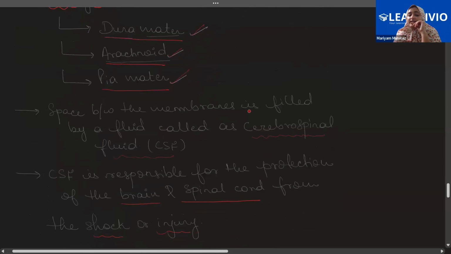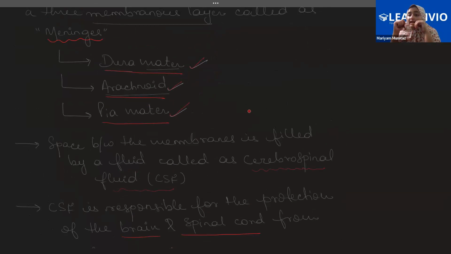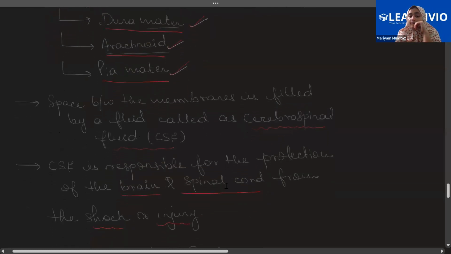Now, the space in between these membranes. See, first of all, this is one layer, and then there is another layer, and then comes another. Each of these layers has certain spaces in between them, and those spaces are not vacant. They are filled up with a fluid known as cerebrospinal fluid, CSF. It is present to work as a shock absorber. So the space in between each of these membranes is filled with a proper fluid, and that fluid is known as cerebrospinal fluid.